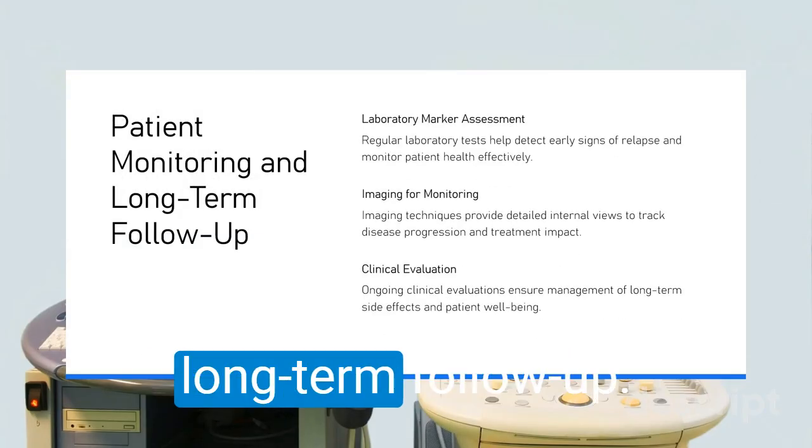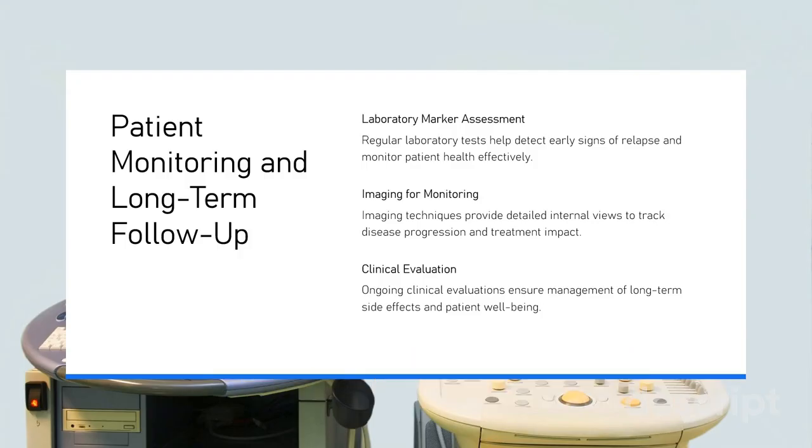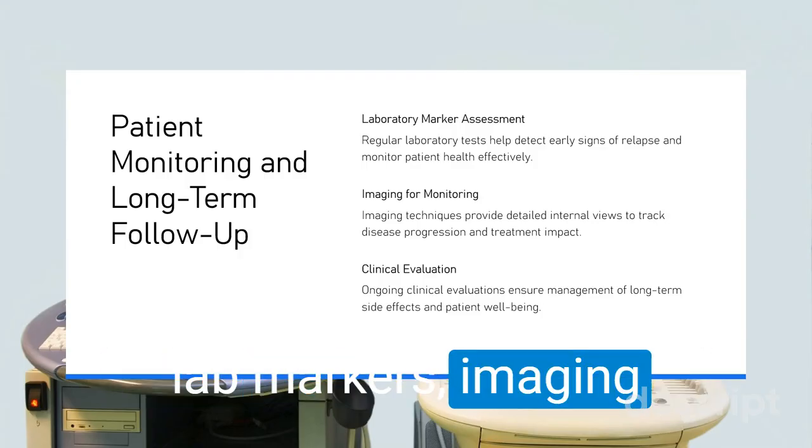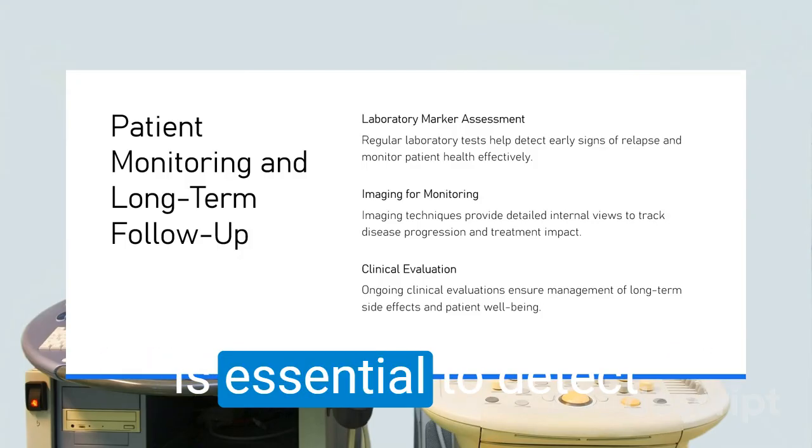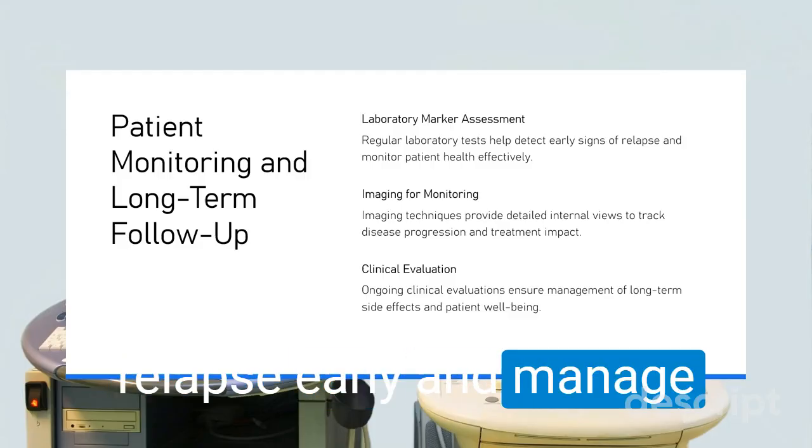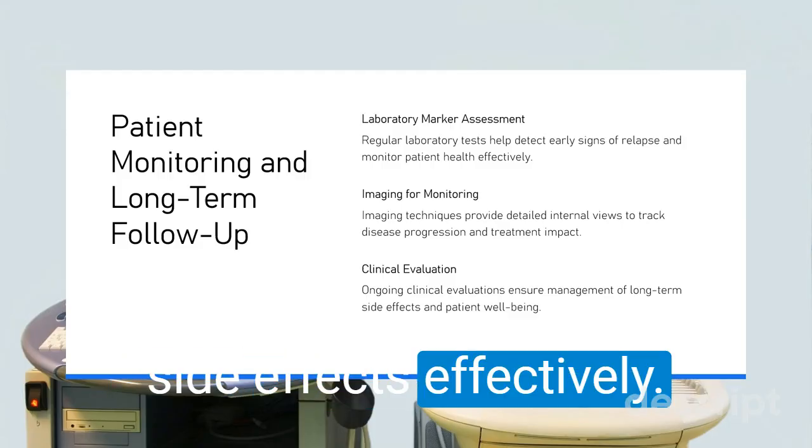Patient monitoring and long-term follow-up. Regular assessment using lab markers, imaging, and clinical evaluation are essential to detect relapse early and manage long-term treatment side effects effectively.